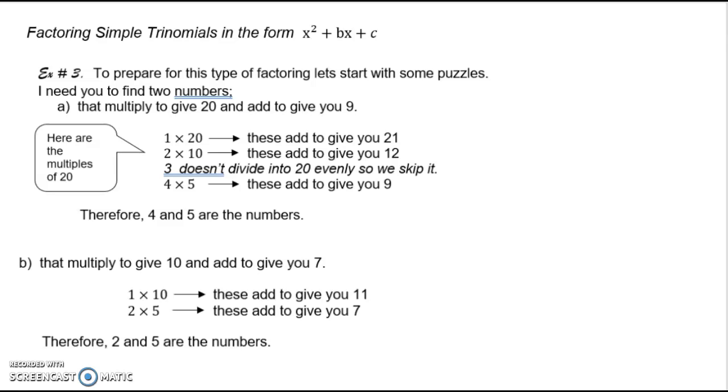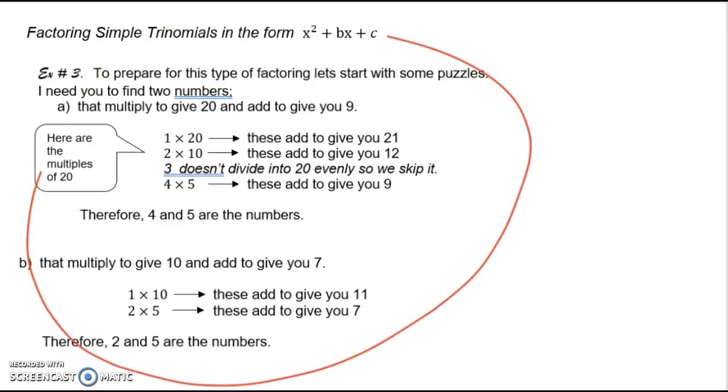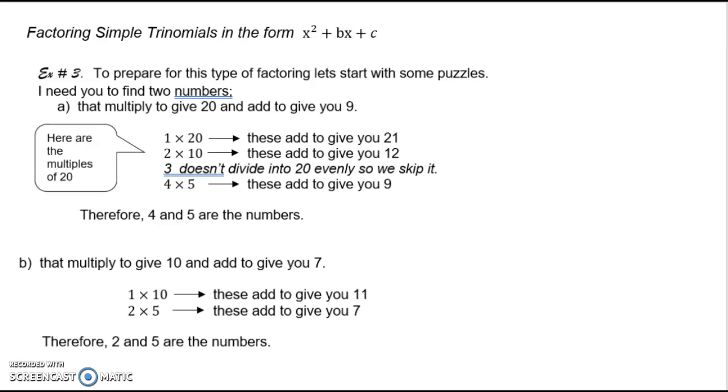All right, so example 3 in lesson 18 talks about factoring simple trinomials in the form x squared plus bx plus c. This one can be a little confusing, but it's kind of like a puzzle. That's why I added this on for you, and we're going to go through it together. Okay, so example 3 says, to prepare for this type of factoring, let's start with some puzzles.